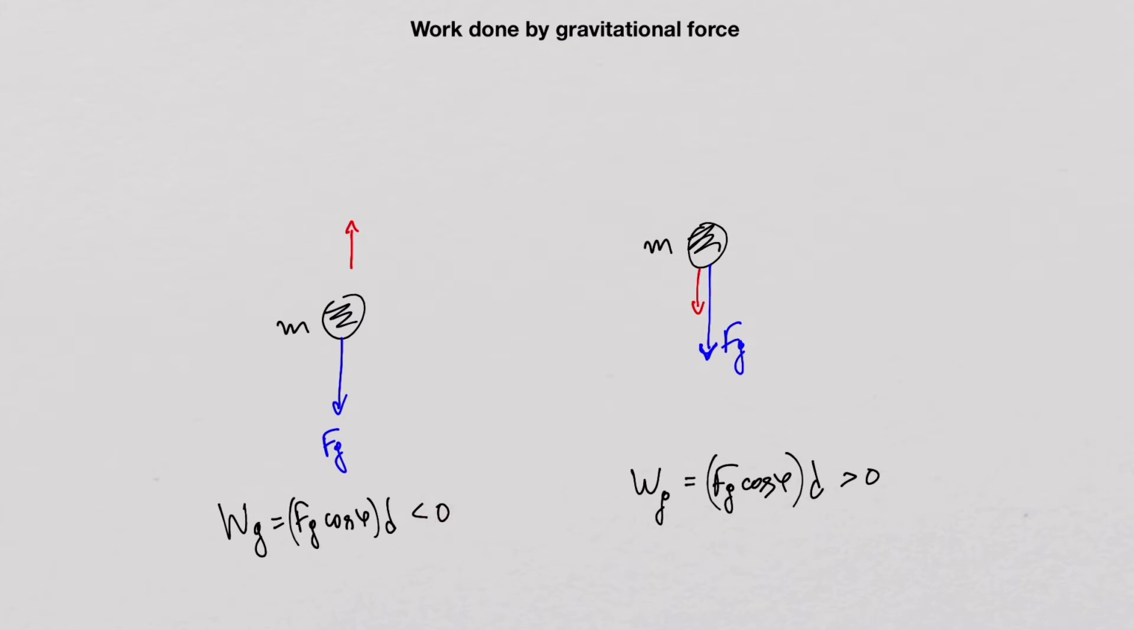The second possibility is for the object to be free falling towards the Earth. In this case, the displacement is vertically down and the gravitational force is also vertically down. So then the work done by the gravitational force will be the gravitational force times the cosine of the angle between the displacement and the gravitational force, which is 0 degrees, times the displacement. This results in a positive work done by the gravitational force.